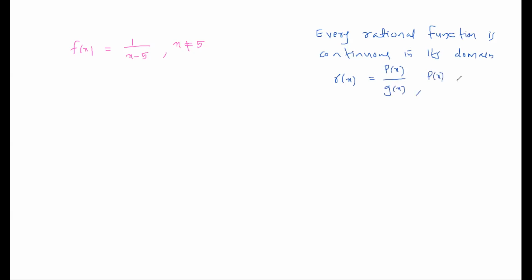where p of x and q of x are polynomials. And polynomial functions are continuous. So yesterday we saw, if two functions are continuous, their quotient is also continuous. So p of x and q of x are polynomials, both are continuous. So p of x divided by q of x, quotient of two continuous functions, is still continuous. So every rational function is continuous.